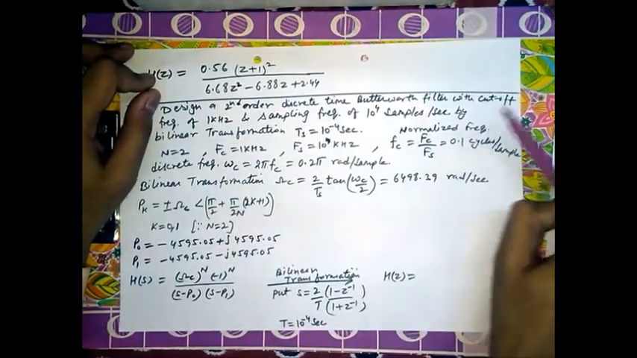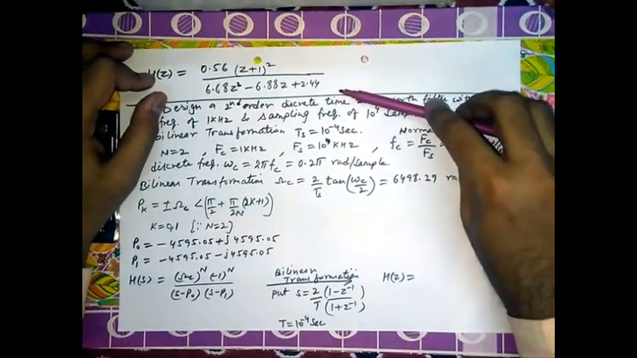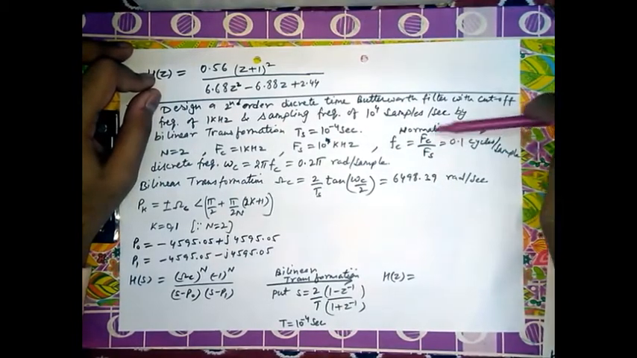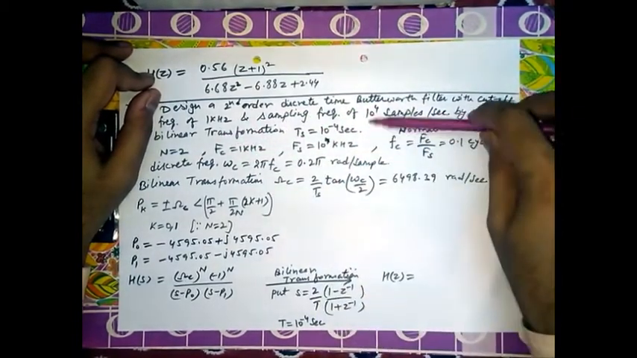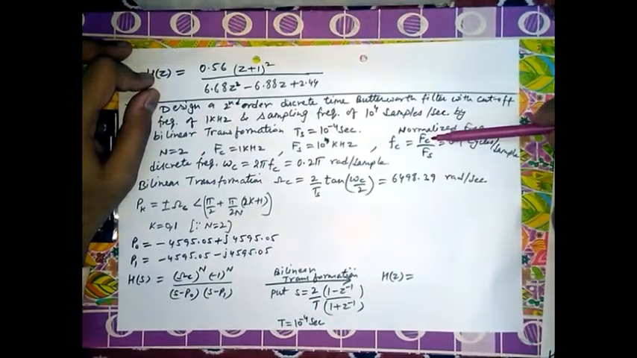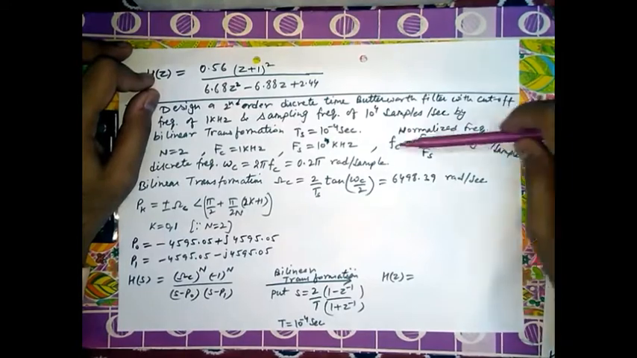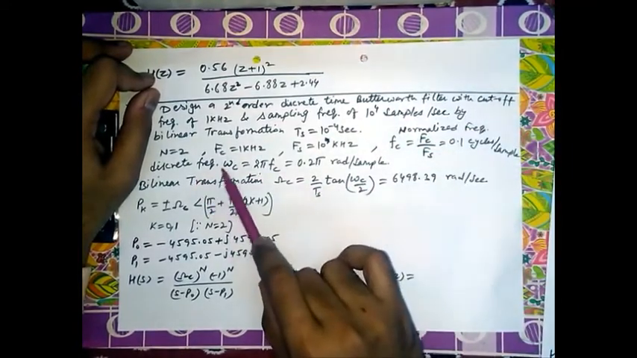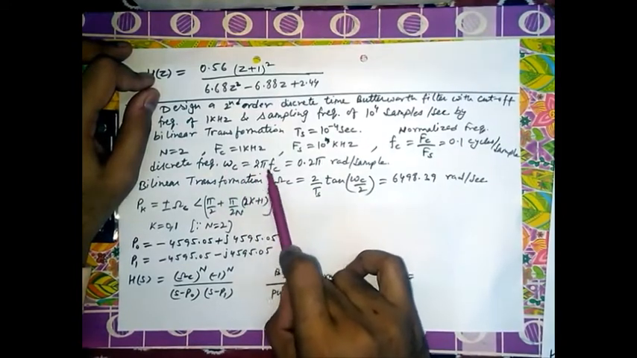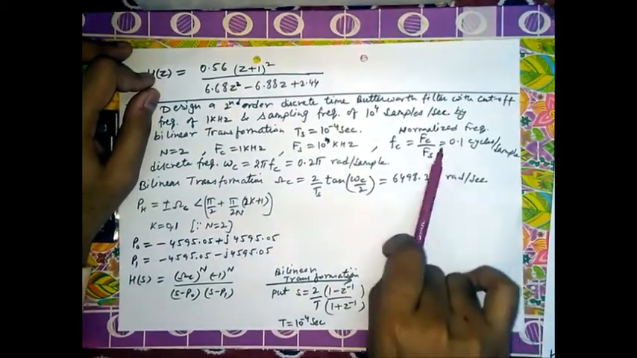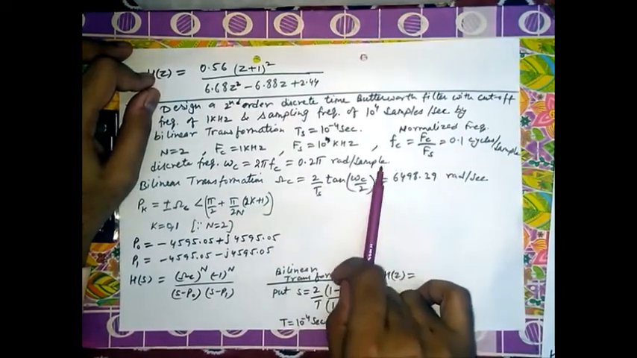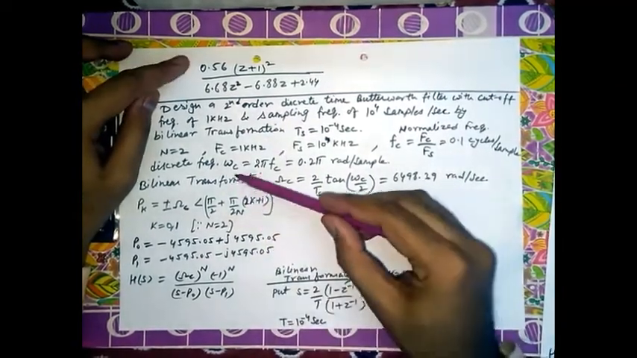Further, we know the normalized frequency for discrete time can be calculated as fc upon fs. Here fc is 1 kHz and fs is 10⁴, so 1 kHz upon 10⁴ becomes 0.1 cycles per sample, which is the normalized discrete frequency. The discrete frequency in radians becomes omega c equal to 2 pi fc. Putting in the value of fc, it becomes 0.2 pi radian per sample. This is the discrete frequency required.